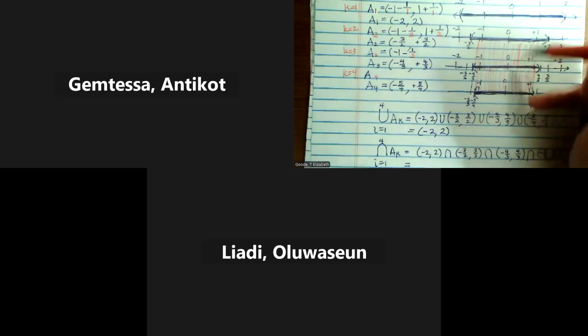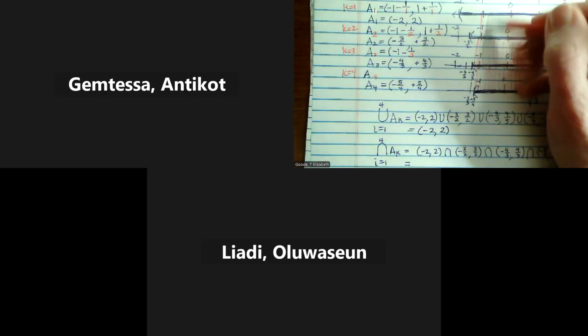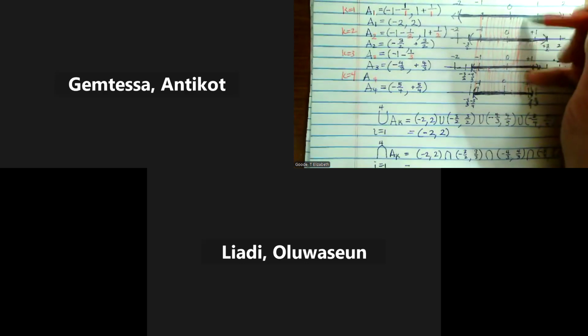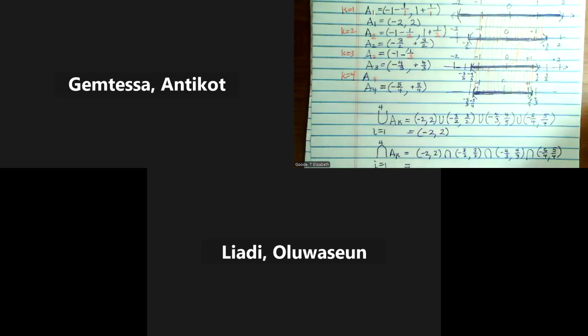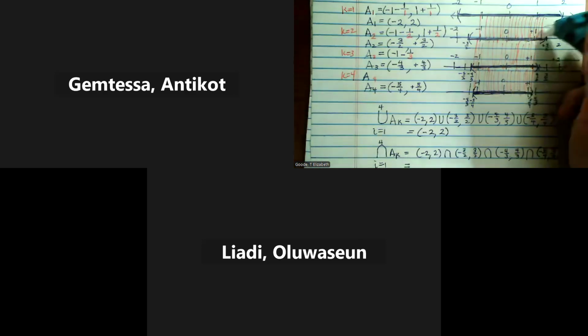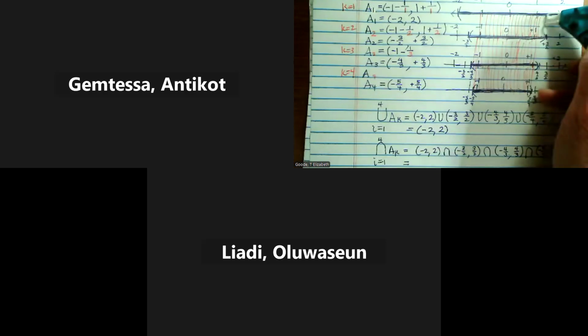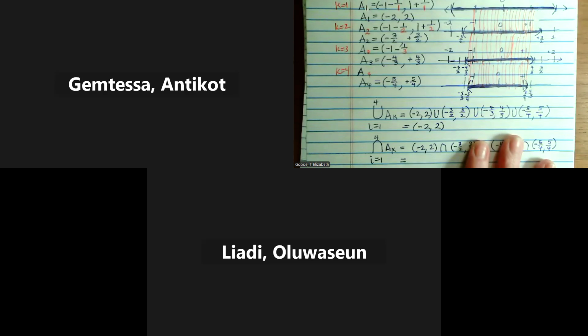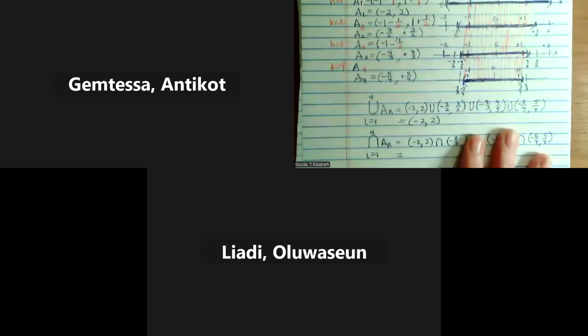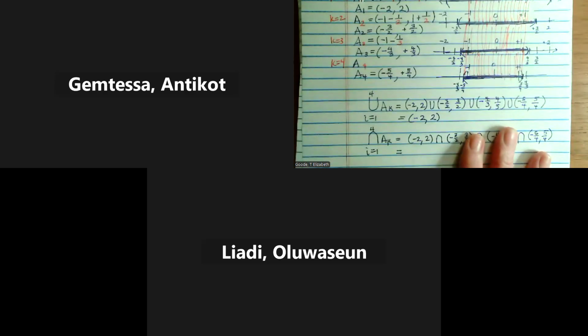The ones that are in A4 are in all these other sets because each set is contained in the prior set. But you get the drift, right? So what's the answer for the intersection? It's gonna be like starting from -3 over 2.